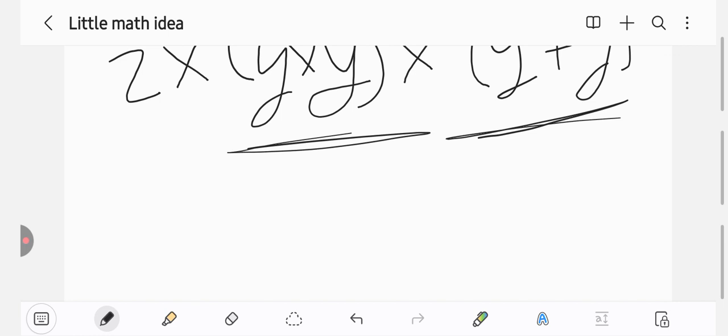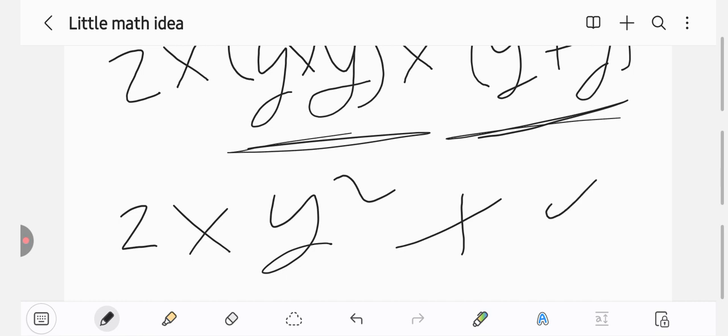Before, or how can I say, after simplification, 2 was multiplied by y squared times 2y. That means 2y was multiplied with y squared after simplification, and the y squared was multiplied when y times y was simplified. After simplification of y times y, we multiplied 2 with it and 2y with it when we simplified y plus y. I think you have understood the whole concept.